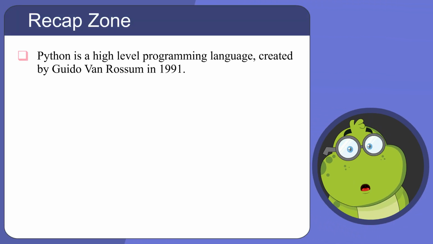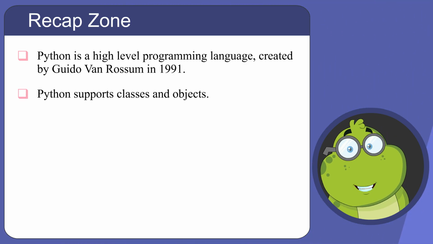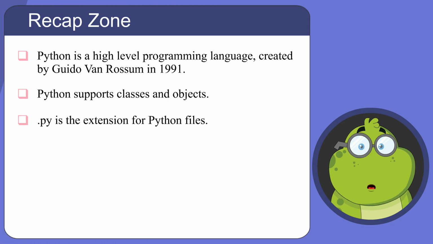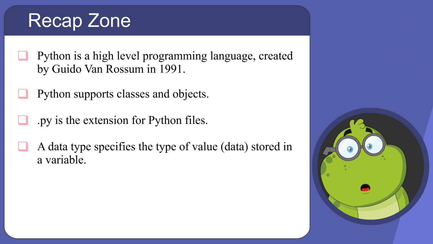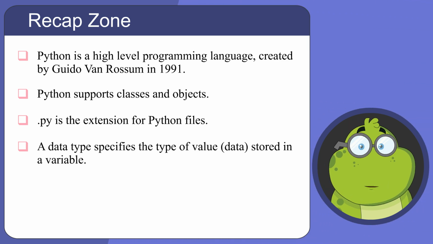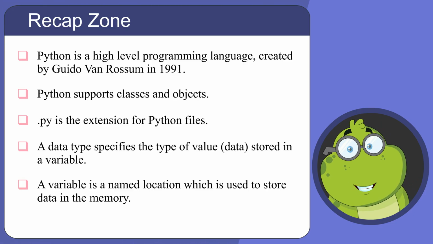Recap Zone. Python is a high-level programming language created by Guido van Rossum in 1991. Python supports classes and objects. Py is the extension for Python files. A data type specifies the type of value, data, stored in a variable. A variable is a named location which is used to store data in the memory.